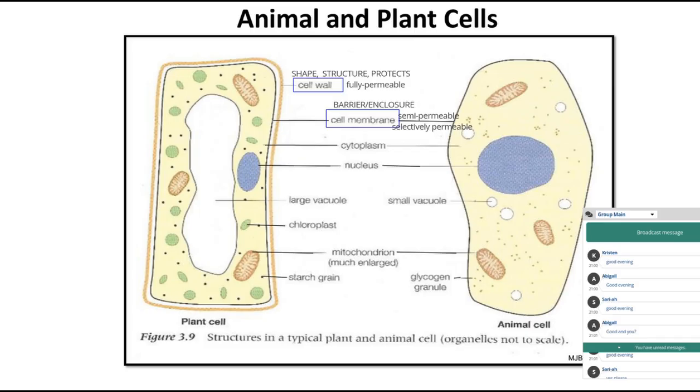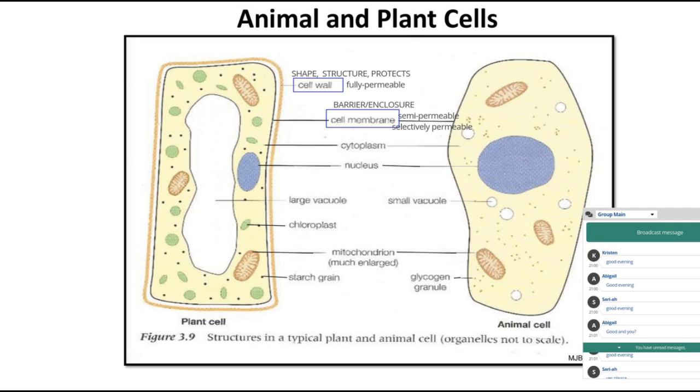So all cells will have a cell membrane. The plant cell, along with some other cells, will have a cell wall, which we'll get to later. But for now, we're just comparing the plant cell and the animal cell. And the cell wall in the plant cell is made up of cellulose. And cellulose is a carbohydrate, a very complex carbohydrate. So it's going to serve a structural purpose.